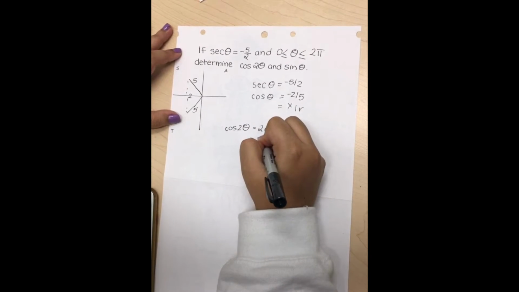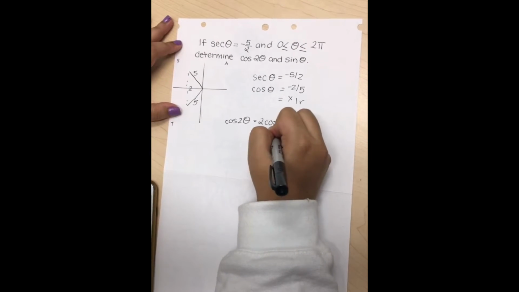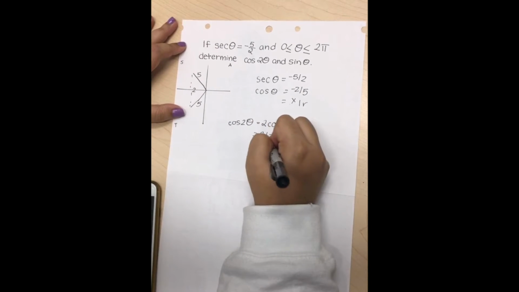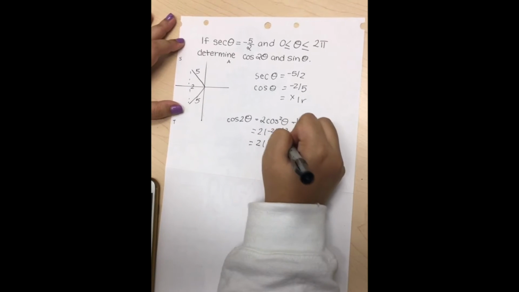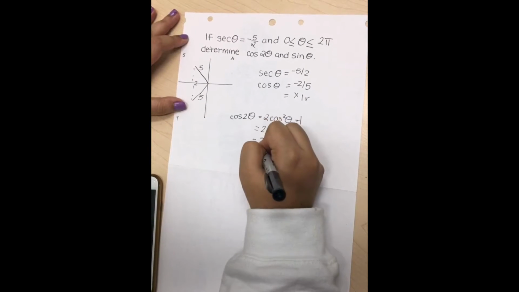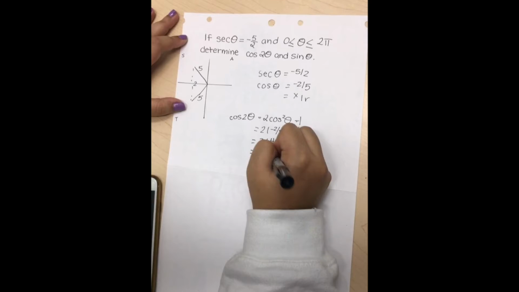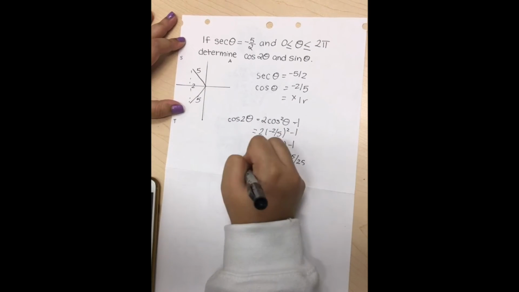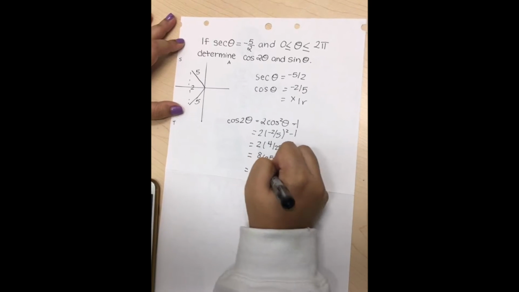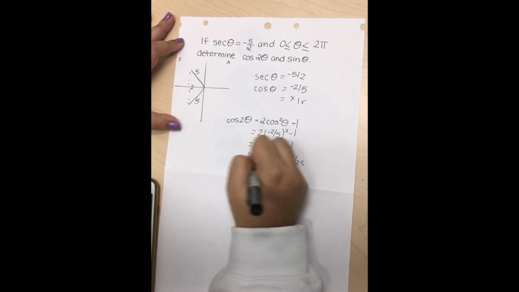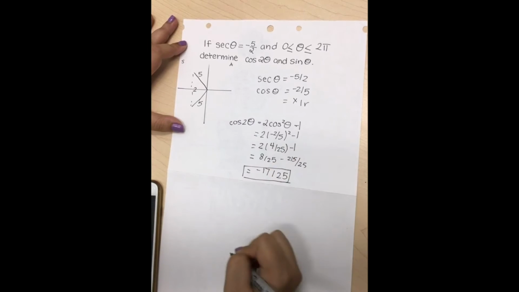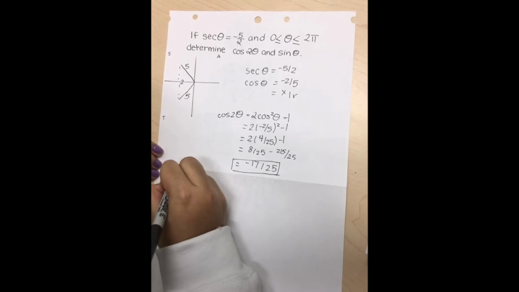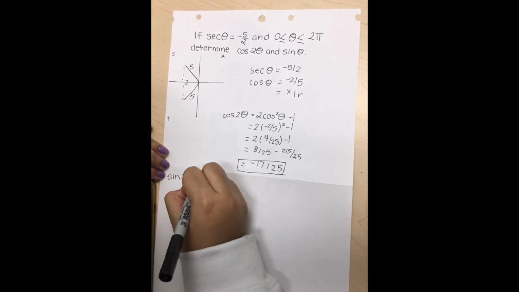We can now substitute cos theta into the formula and solve it like we would any other equation. We would follow BEDMAS and square the substitution first, then multiply it by 2, and then subtract the 1. And there we have it. The answer to part A is negative 17 over 25.